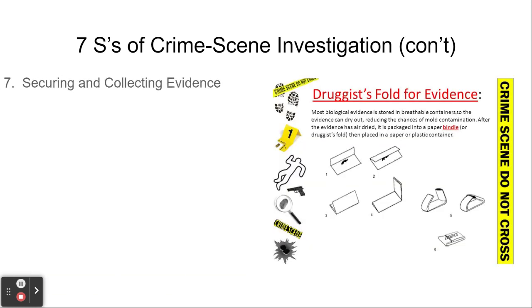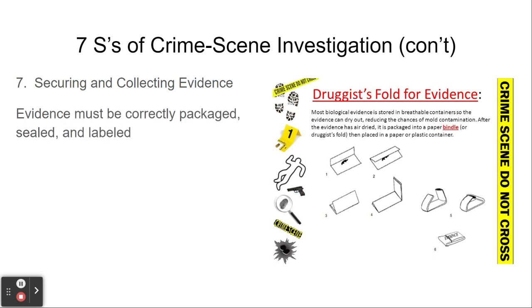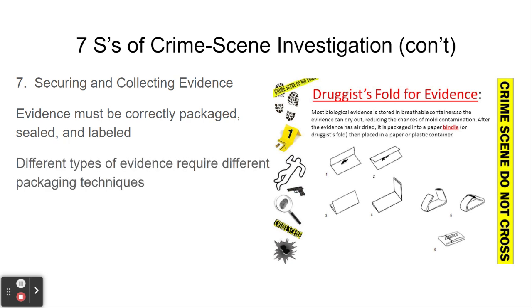The last one here is being able to secure and collect the evidence, and that's really what we're going to look at the remainder of this particular section, and then obviously moving forward as well. But being able to secure and collect evidence becomes very important. Evidence has to be correctly packaged, sealed, and labeled because at the end of the day, it is evidence, and in order for it to be something that will hold up in a court of law, it has to have been collected and processed appropriately. And there's a lot of hoops, so to speak, to be able to jump through to be able to do this. And we'll talk more about that as we go through.